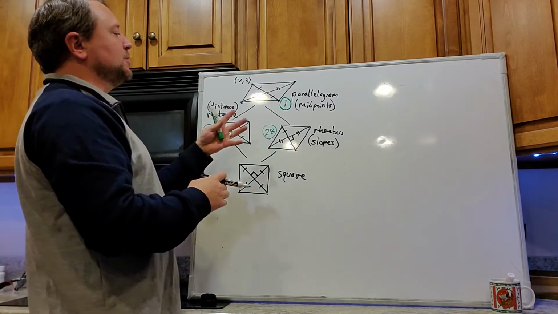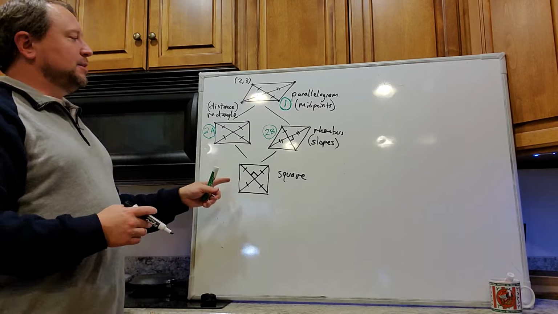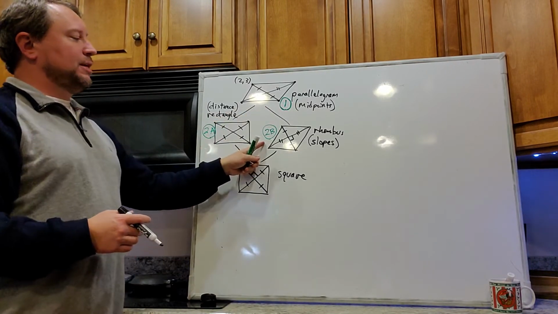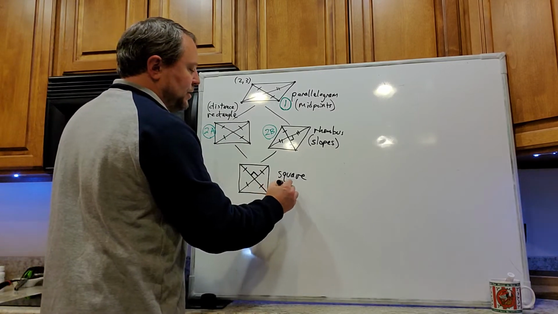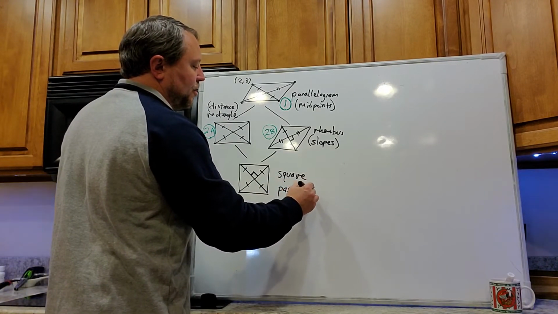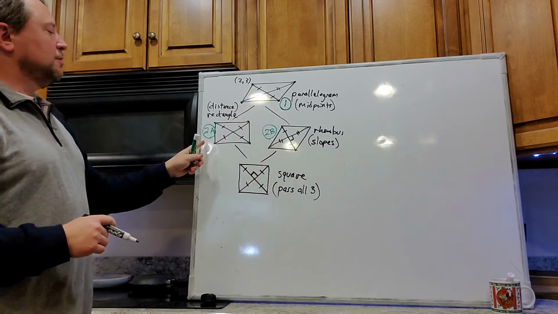Okay, so if I was testing to see what shape I have, to be a square just means that it would have to pass all three tests. It just simply has to pass all three of the previous tests up here: the 1, the 2A, and the 2B.